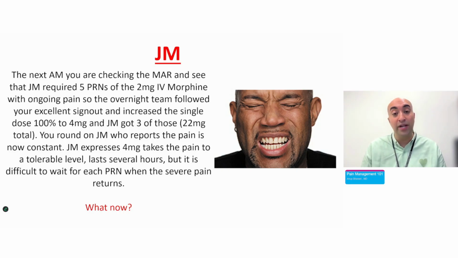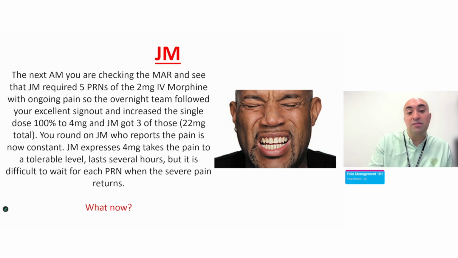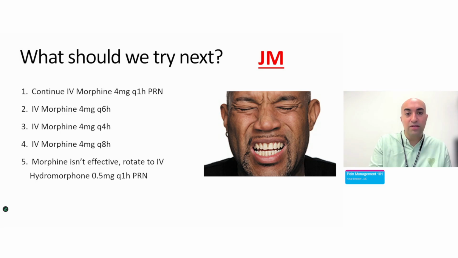And now when you round on him, he says, hey, the 4 milligram works, lasts a few hours, but it's difficult to wait for the PRNs each time. And now it's becoming a little more constant. So what should we try next? So take 15 seconds to think about which of these answers makes the most sense for you, knowing that he has normal renal function.